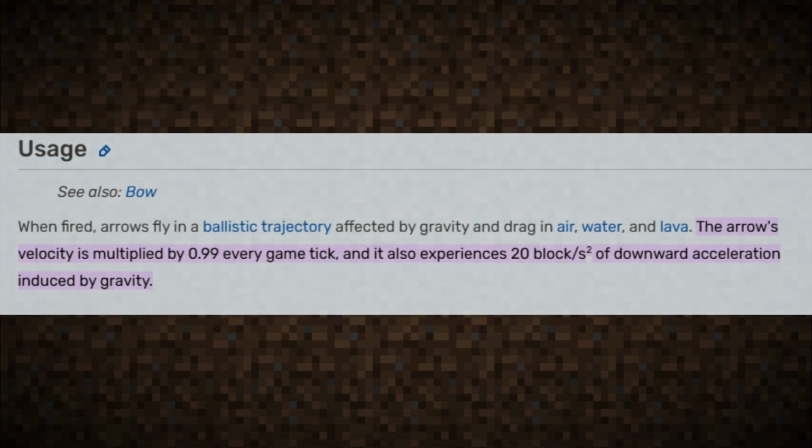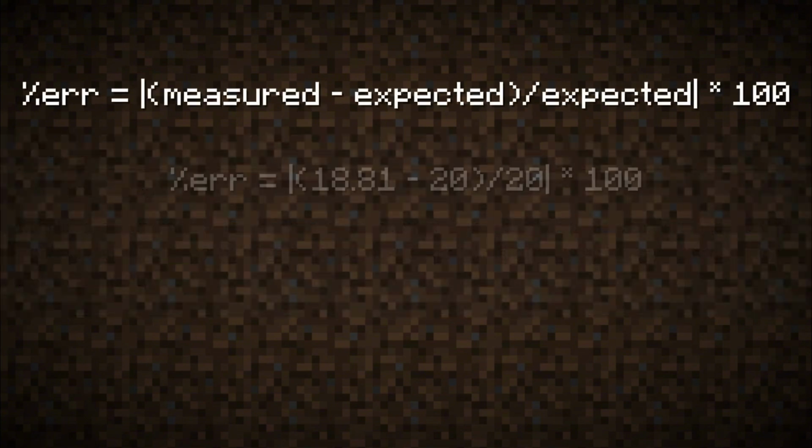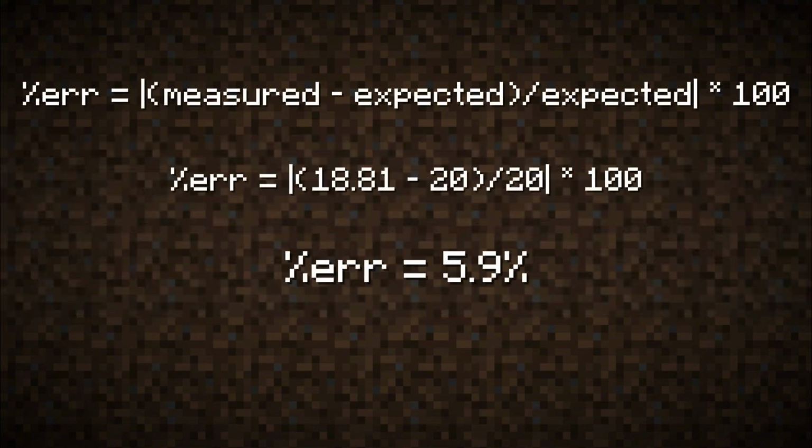According to the Minecraft wiki, the expected value we were looking for is an acceleration of 20 meters per second squared. When calculating the percent error, it comes out to 5.9%, which is an acceptable value.